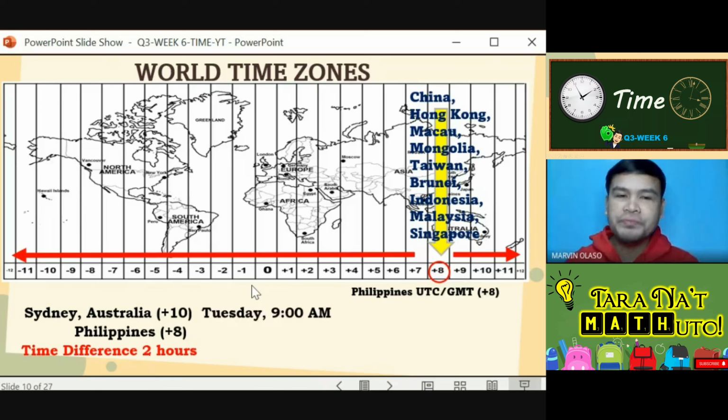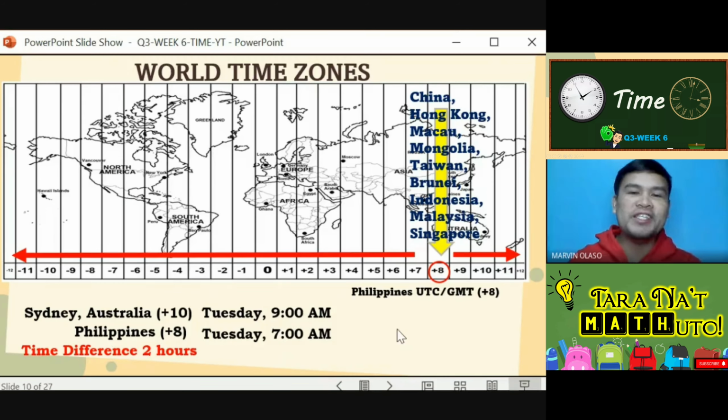For example, the time there in Sydney, Australia is Tuesday, 9 o'clock a.m. That means, here in the Philippines, dahil advance sila ng 2 hours, babalik tayo ng 2 oras. So, it means here in the Philippines it is only 7 o'clock a.m., same day, Tuesday. So, ganun mag-compare ng ating UTC.